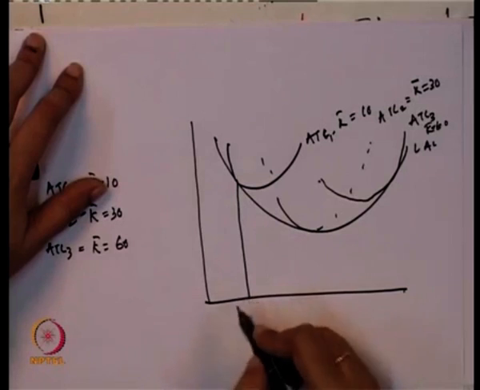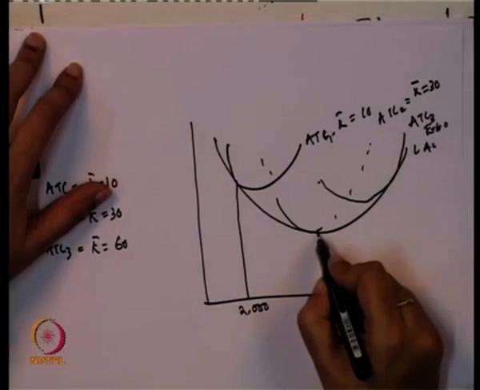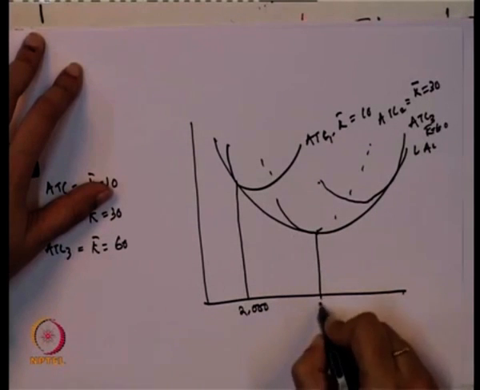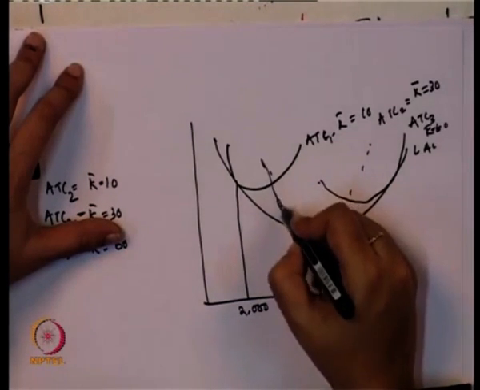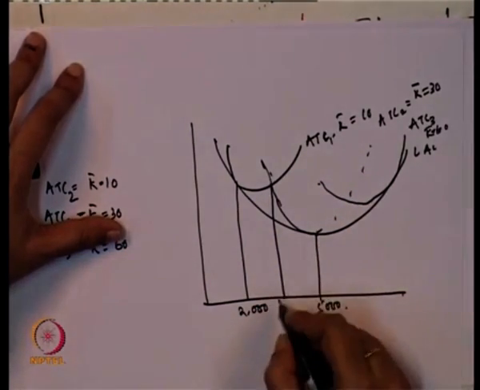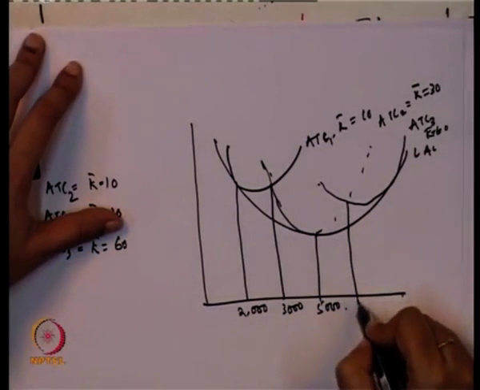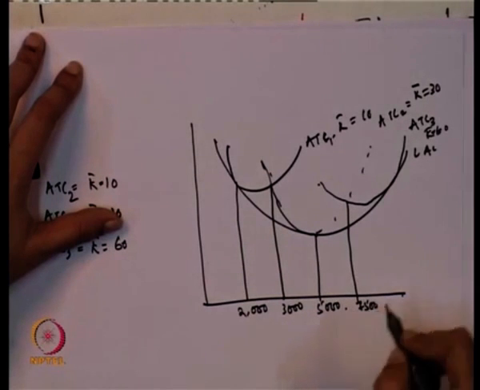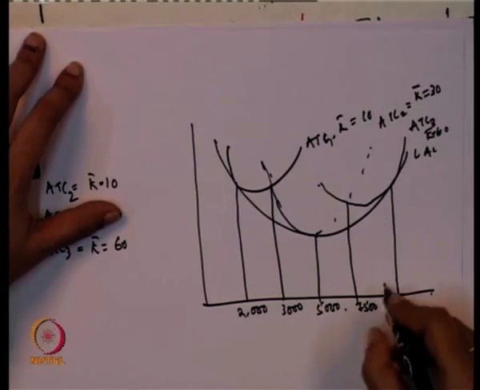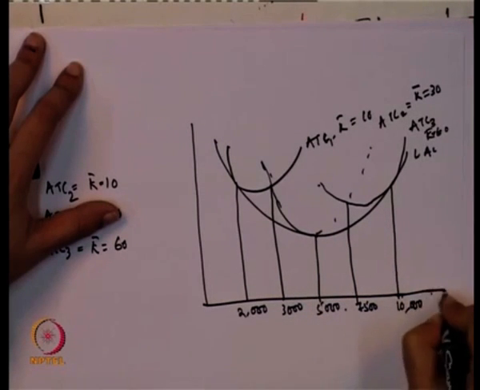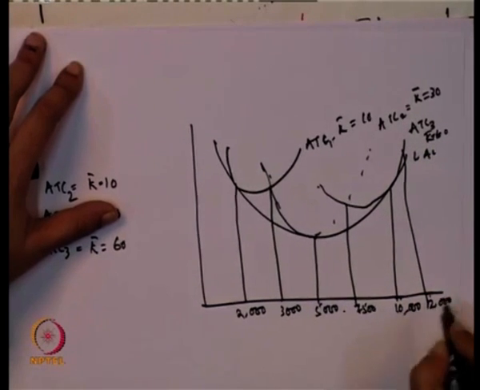So, suppose this is 2000, then this is 5000, which can be called the optimal level of output. This is 3000, this is 7500, this is 10,000, and this is 12,000. Okay.